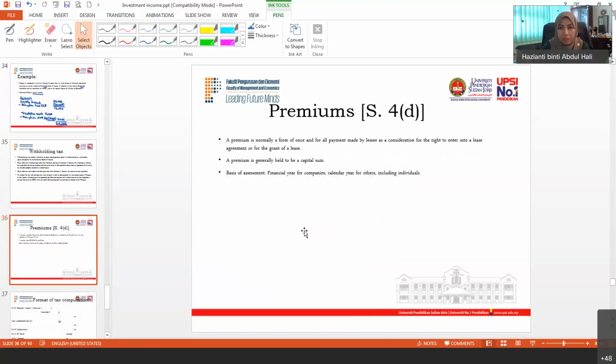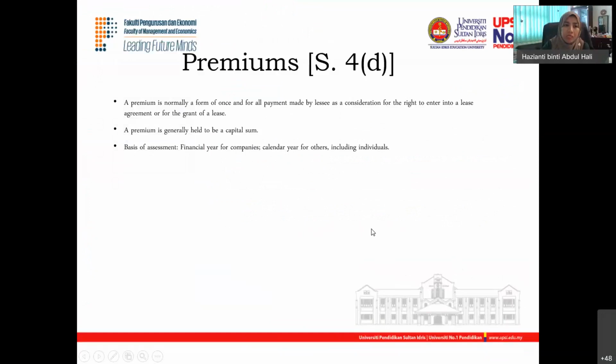And last one is the premium, also under section 4D. All right, premium is normally in the form of a once and for all payment made by the lessee as a consideration for the right to enter into an agreement or for the grant of a lease. Right, so premium is generally held to be a capital sum and the basis of assessment is normally for a calendar year, including individuals.